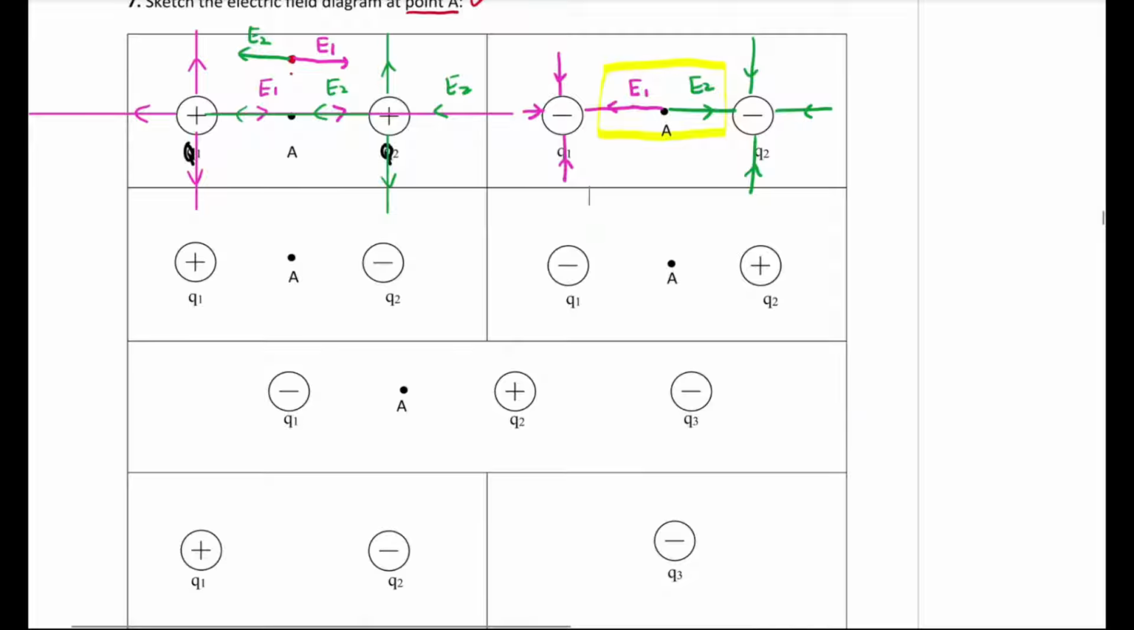Boleh? Okay, yang bawah. Okay, Q1, dia keluar macam ni. Dia panjang macam tu, you tarik. Okay. So, ini adalah E1. And then E2, masuk macam ni.